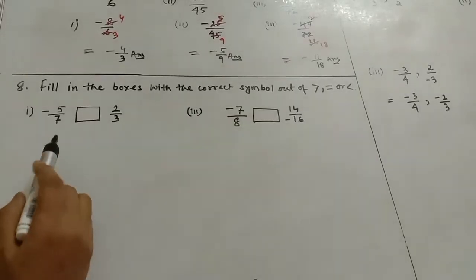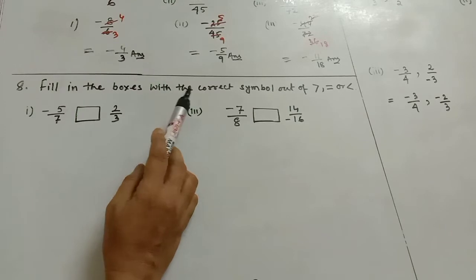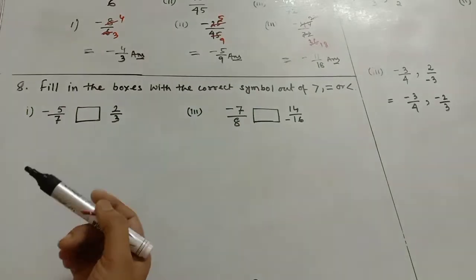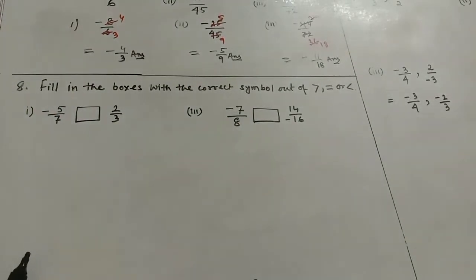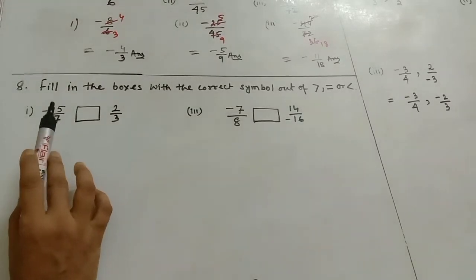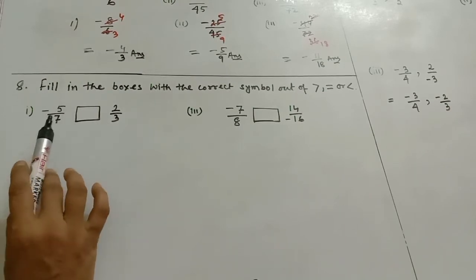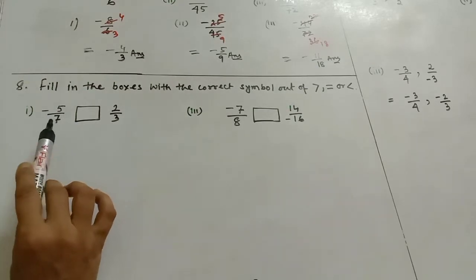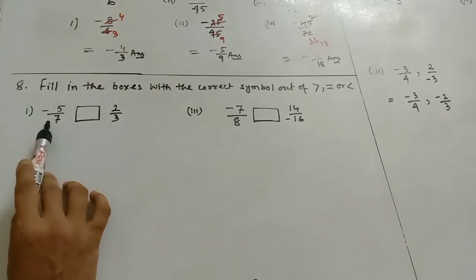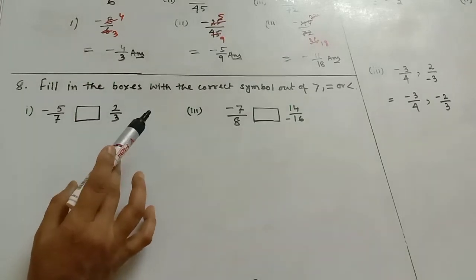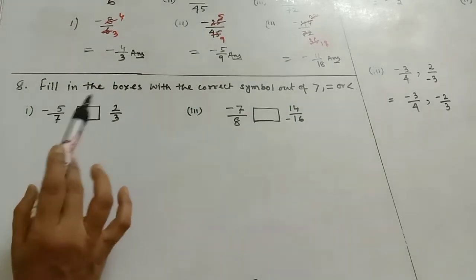Now next question is question number 8. Fill in the boxes with correct symbols out of greater than, equal to or less than. When you have to compare two rational numbers, first of all keep your concentration on whether the numbers are in standard form or not. What is standard form of a rational number? You have to check the denominator: if the denominator is negative, then you have to take the negative sign in the numerator by multiplying both numerator and denominator by minus 1. That is the standard form of a rational number.